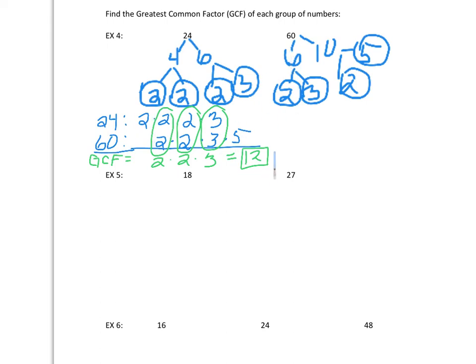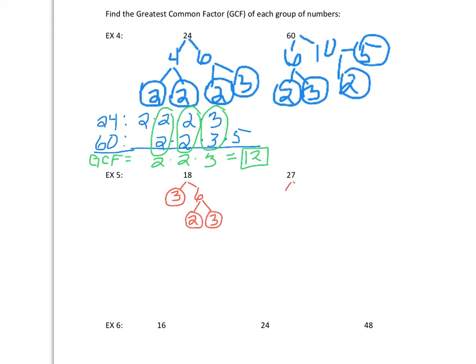60 divided by 12 is 5, and notice that's what you have here that's uncircled. That's what's left over. So then we're going to look at 18 and 27 and go through the same process. So to prime factor 18, I could use 2 and 8, 3 and 6, either one of those. So I'm going to choose 3 and 6. Circle 3 because it's prime, and then 6 is 2 and 3, and both of those are prime.